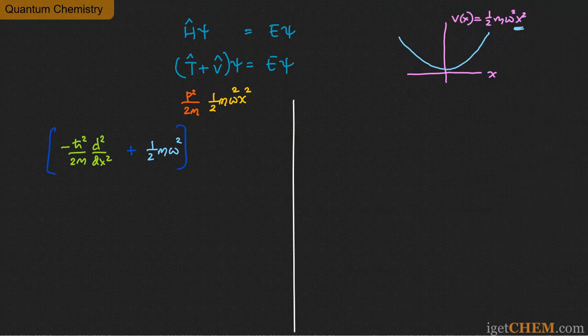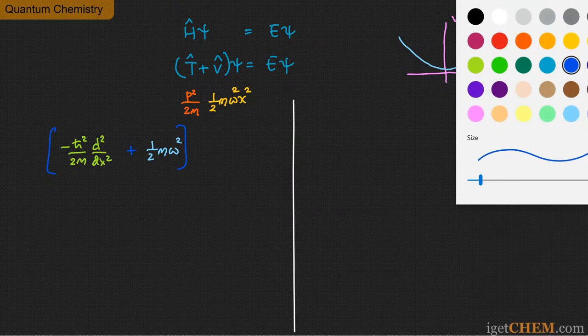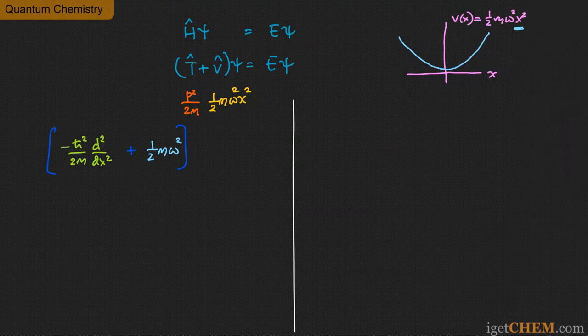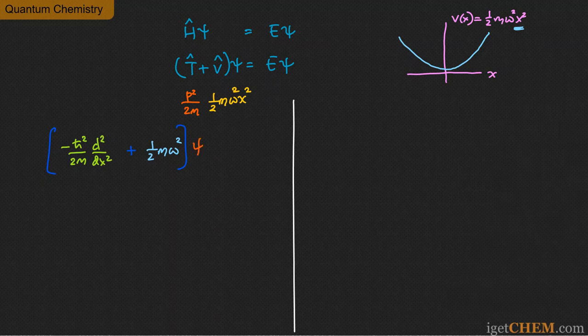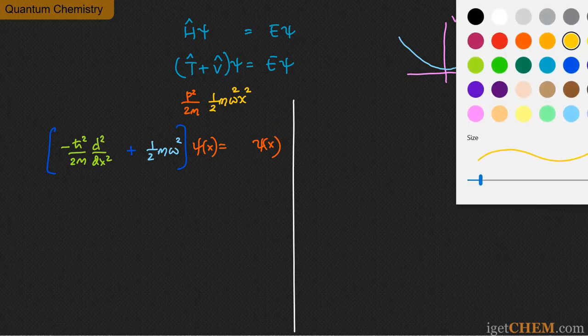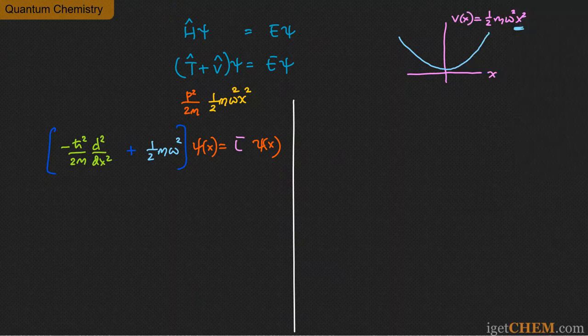And this whole thing is then operated on the wave function psi, which here is a function of x. So this is psi of x. And then on the right side, we have an eigenenergy E. Let me use a different color just so that it looks different from the other one. So the eigenenergy right there.